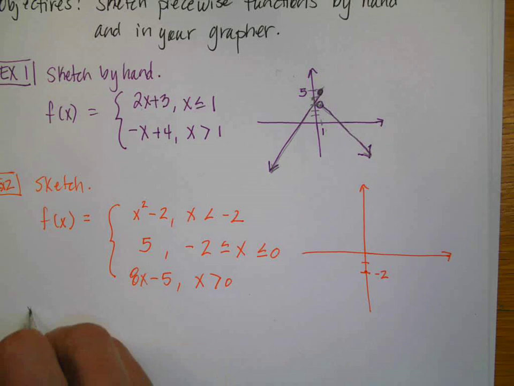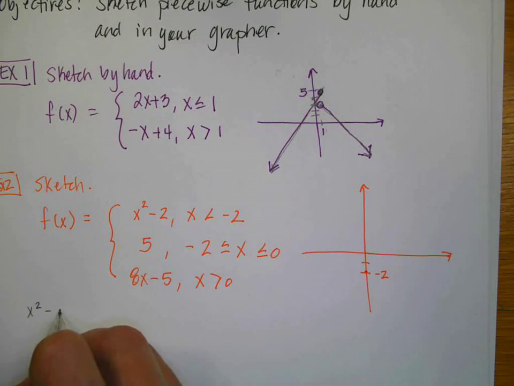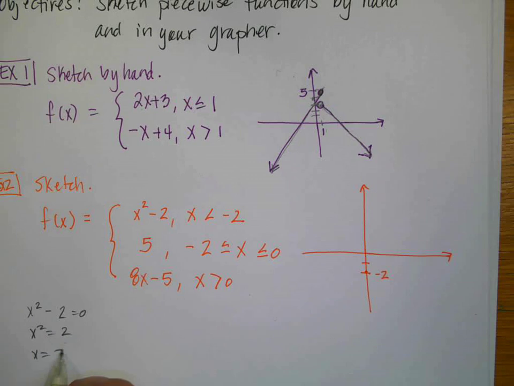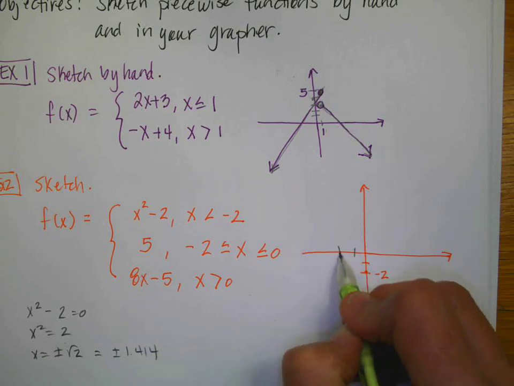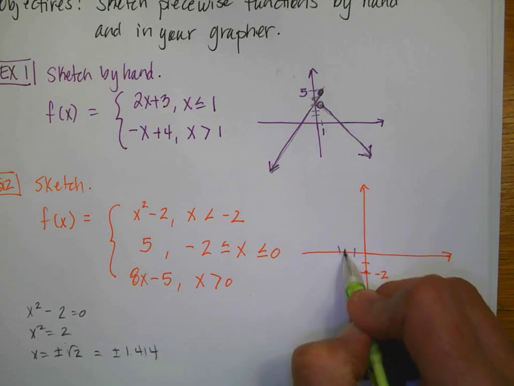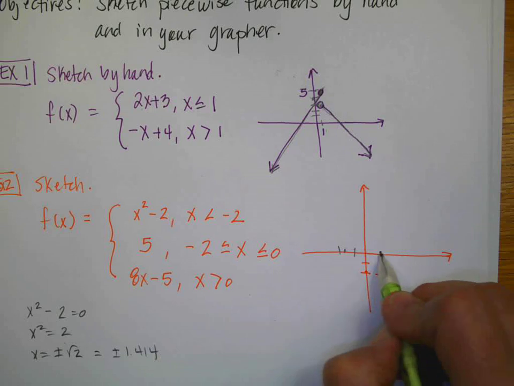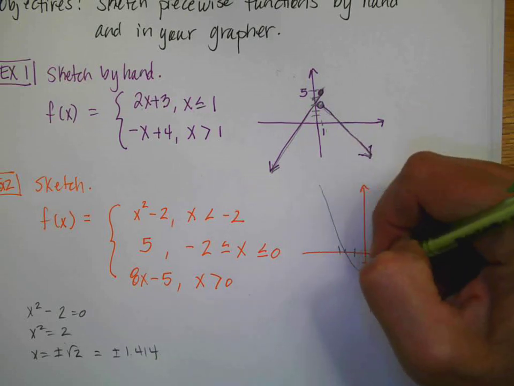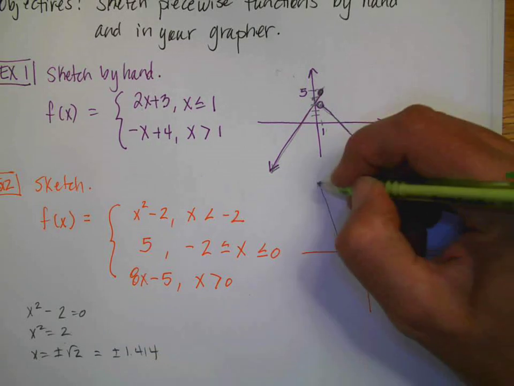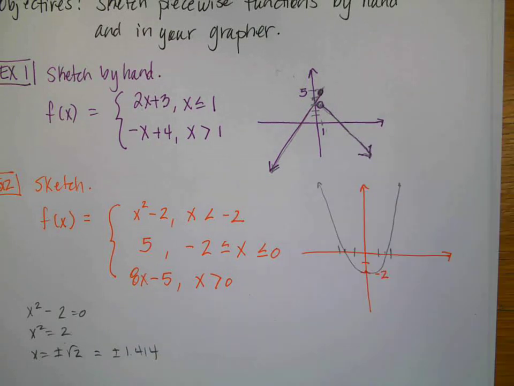And so then I'm actually going to solve this so my graph will be a little bit better. So I have x squared minus 2 is 0, x squared is equal to 2, x is going to equal plus or minus the square root of 2, which is plus or minus 1.414. So it's going to be right about in there. That's going to be an intercept, and that's an intercept. So my parabola, if I try to make it a little bit more accurate, is like that.